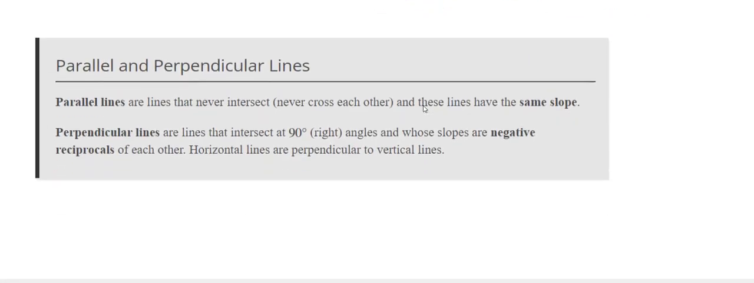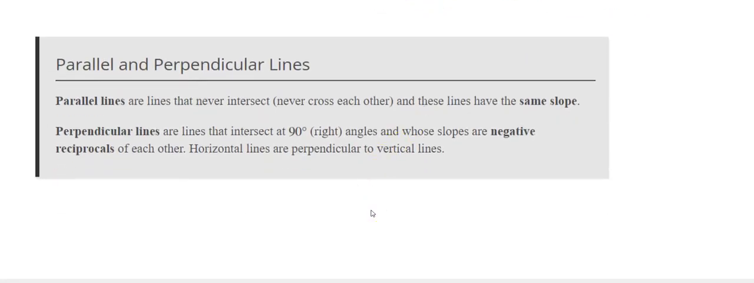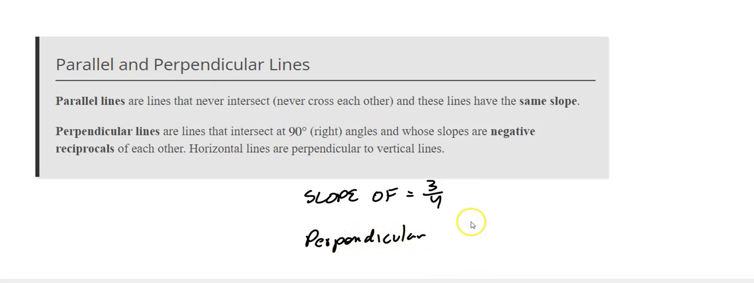Okay, last little thing here. Parallel lines are lines that never intersect. So basically they have the same slope. Perpendicular lines have negative reciprocal slopes. Basically, if you have a slope, get this back into black, if you have a slope of 3/4, if you have something that's parallel, it's going to be exactly the same. But perpendicular, it would end up being negative 4/3.